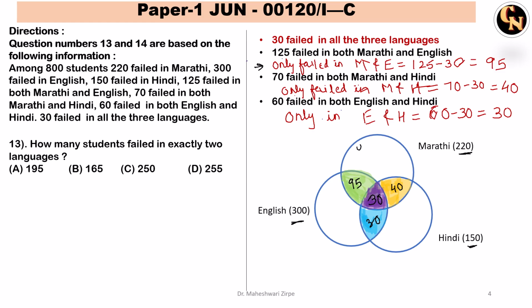Failed only in Marathi, whereas this will indicate only in Hindi. Now only in Marathi we can calculate like this, that is 220 minus 95 minus 35, 30 and what? 40. Okay, so let me show with a lighter color.